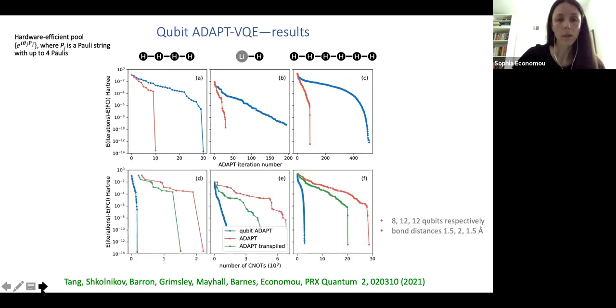On the other hand, if I now compare the number of CNOTs, you see that the hardware efficient pool, qubit ADAPT, does much better because these operators it's using as its building blocks touch fewer qubits at a time. So overall, since the quantum resources are more precious at this point, you want to minimize CNOTs rather than optimization parameters. But there's many other choices of pool, and there's been follow-up papers to our work that show you can do even better compared to fermionic ADAPT.